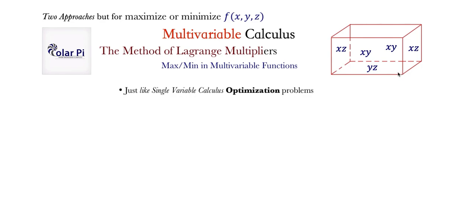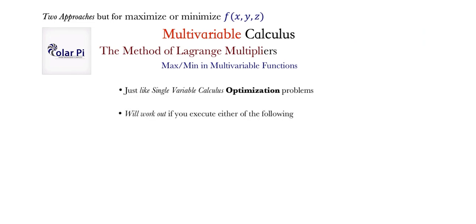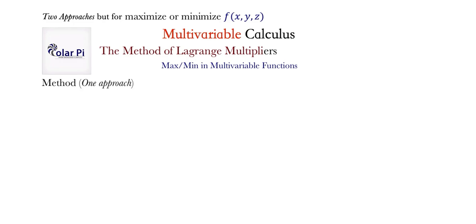But here, lucky for us, because we have the method of Lagrange multipliers, we don't require that any of the faces of our rectangular prism be squares, because we can work with multivariable functions. How the method works is basically executing exactly what I'm about to show you in either of the two approaches.